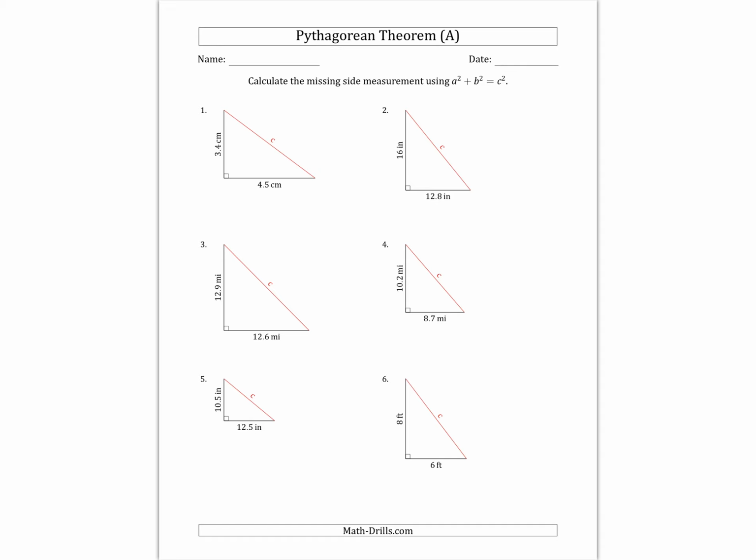All right, first one here. We've got a leg that's 3.4 centimeters and another leg that's 4.5 centimeters. So what we're going to do is square those numbers. Things are going to get a little messy here with decimals, but that's okay. Decimals exist. We're going to square both of them. So we're going to call this A and this B, and times them by themselves. So I'm going to have 3.4 squared, times by itself, plus 4.5 squared, times by itself. And together, those are going to give us this side squared.